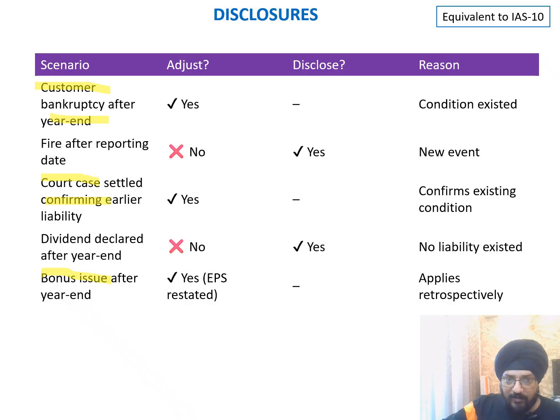However, there is a certain set of events that only require disclosure. For example, a fire after the reporting date is a non-adjusting event, hence it requires disclosure only. Dividend declaration after the year end is a non-adjusting event, hence it requires disclosure only. Wherever we do not require to make an adjustment, we have to disclose that. But wherever it requires adjustment, it has to be adjusted and the necessary disclosure made as per the requirement of IND AS 10.